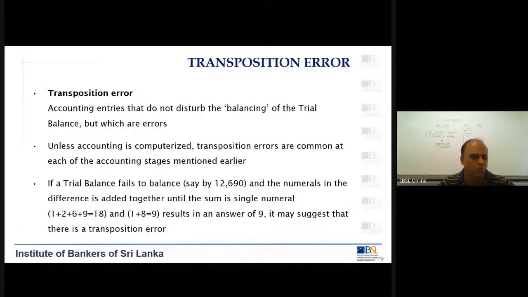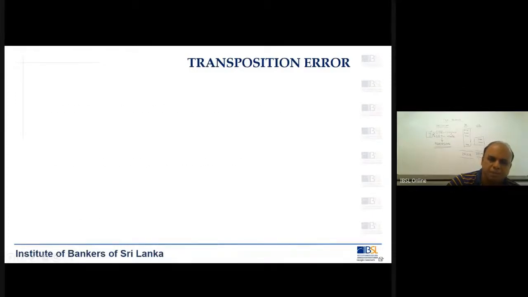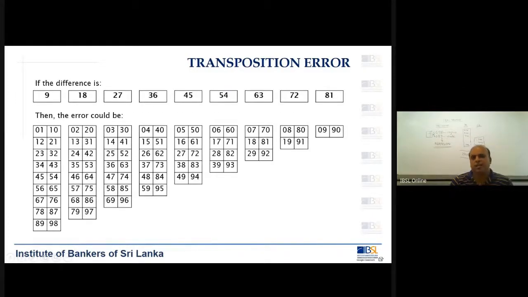So the error that we spoke about, 12,690, and when you reach, it gives you 9. So this is the graphical illustration, or the illustrative example, that you can think of for this transposition error or inversion. If the difference is 9, how can it happen? The digits can invert like this: 01 against 10, 12 against 21, 23 against 32. Likewise, look at the last one, 89 versus 98. That is the example that I took.